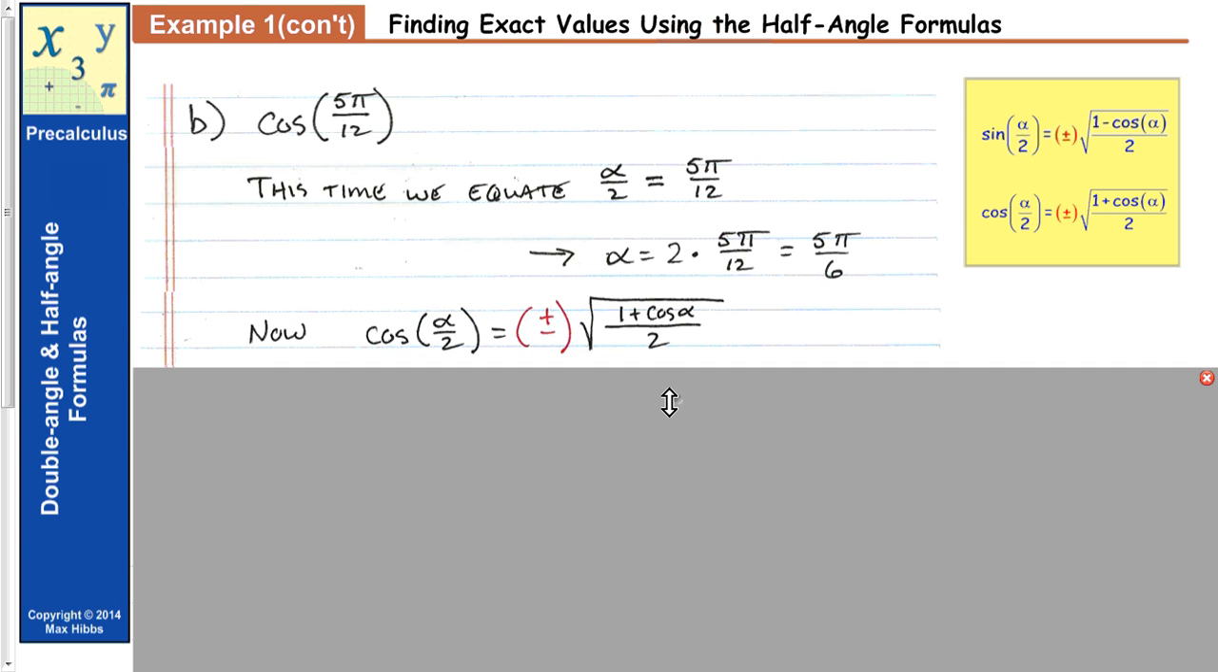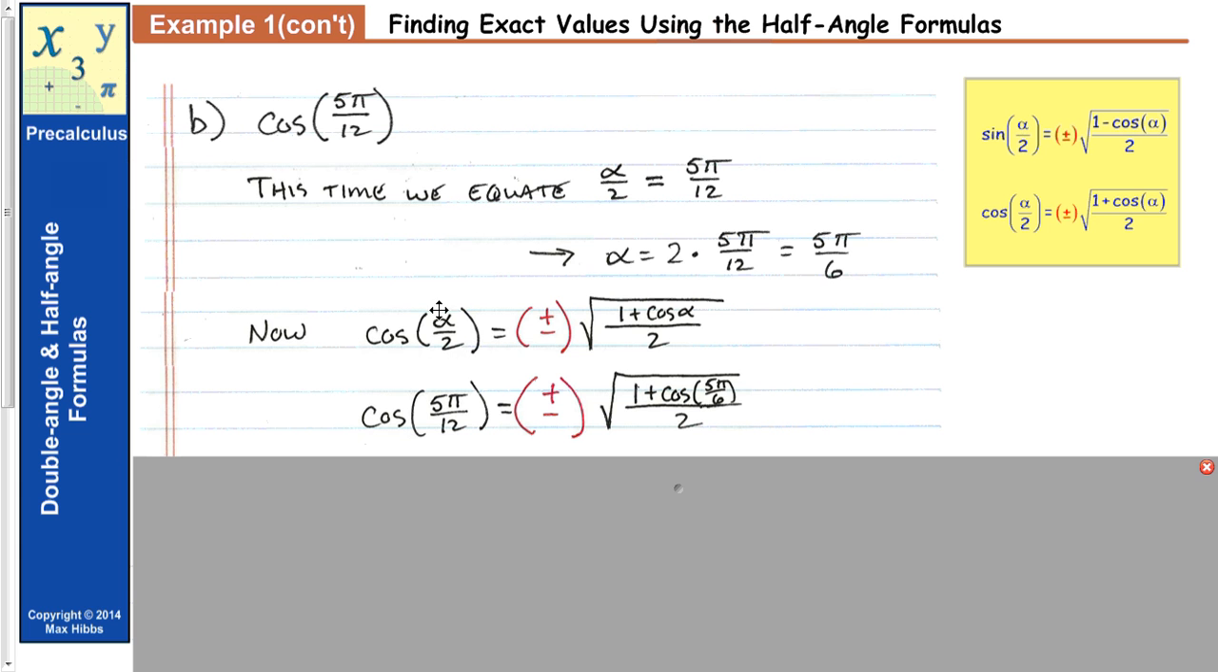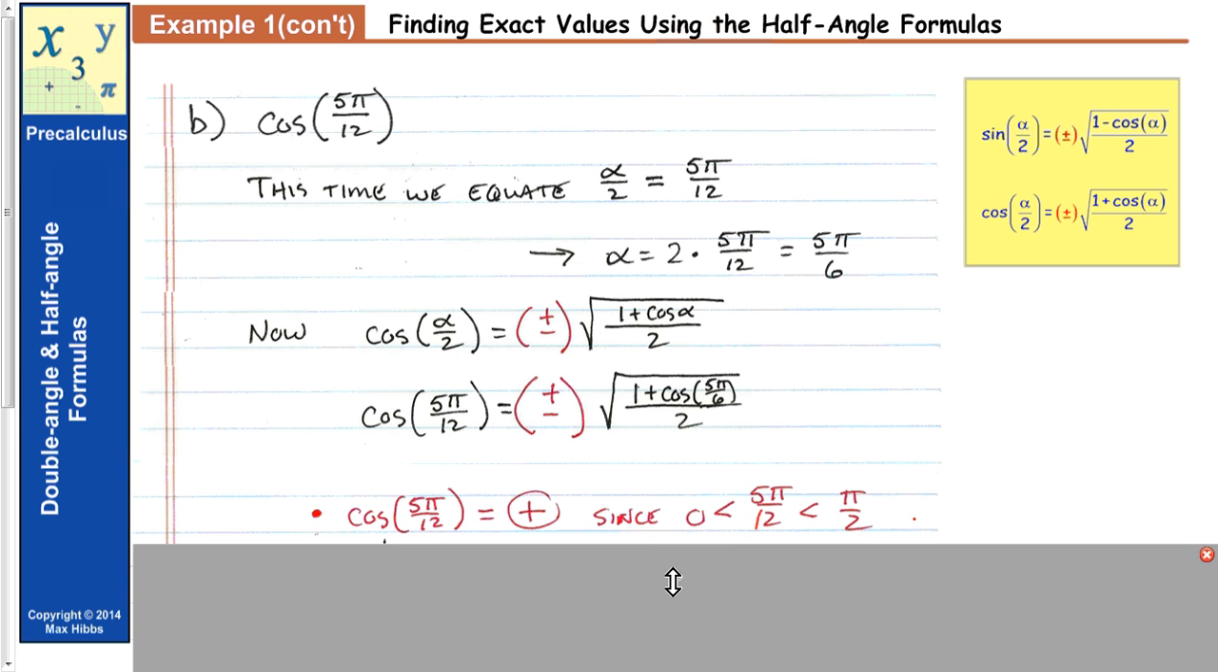So now we know alpha, and we're going to use this half-angle formula that I've written out. We have to decide in this formula, are we going to use a plus or a minus this time around? Alpha over 2 is the 5 pi over 12, and alpha is the 5 pi over 6. We haven't yet decided whether to use a plus or a minus. And here's how we make that decision.